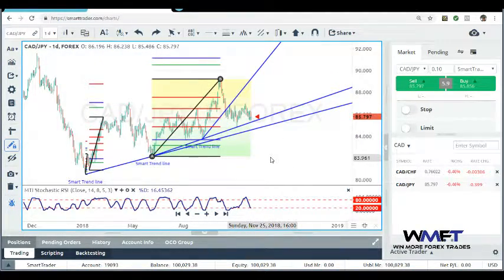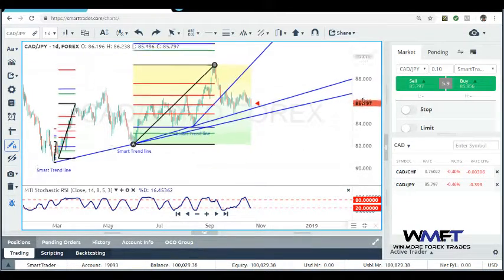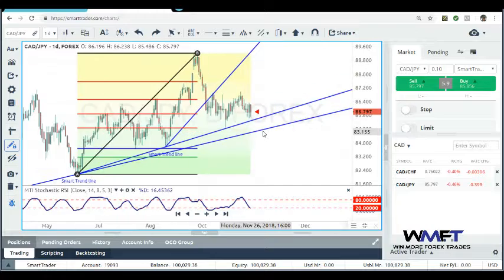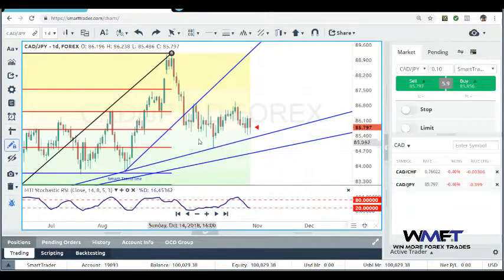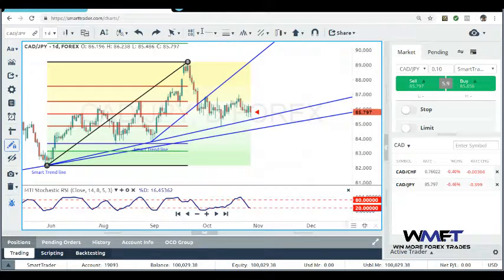We don't have a crown formation on this chart. We did break this trend line, but in order for a crown to form, the market would have to take out this A, and right now the market is currently honoring this inner trend line. So we're in the buy zone, and we are still looking to buy this market.